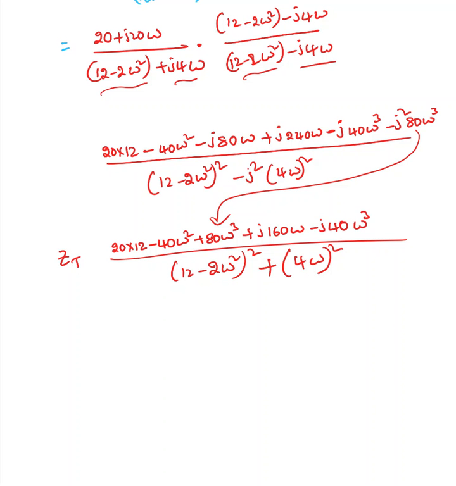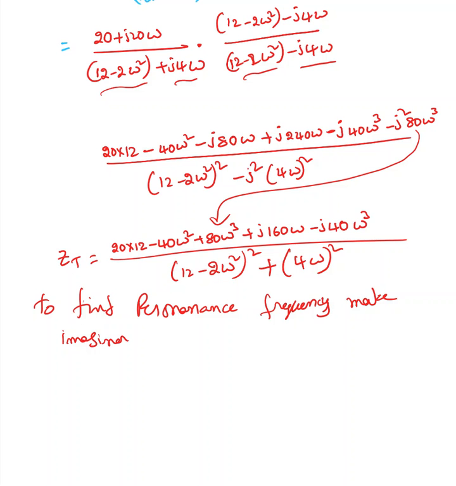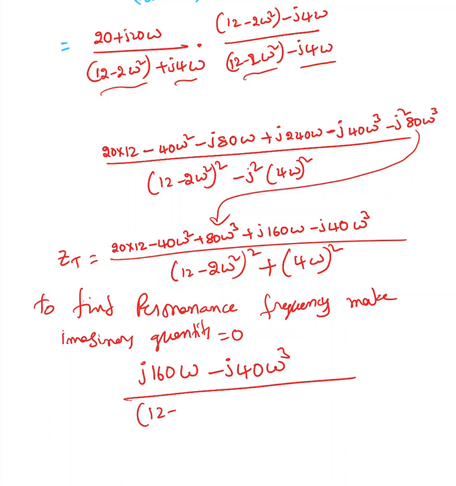Now I know what the imaginary part is. To find the resonance frequency, make the imaginary quantity equal to 0. Okay, so I'm going to make the imaginary part equal to 0. So if I make the imaginary part equal to 0, I have j160 omega minus j40 omega cube. I don't need to put the j term, but it's just for your reference, to make sure that I'm grabbing only the imaginary part, plus 4 omega square equal to 0.